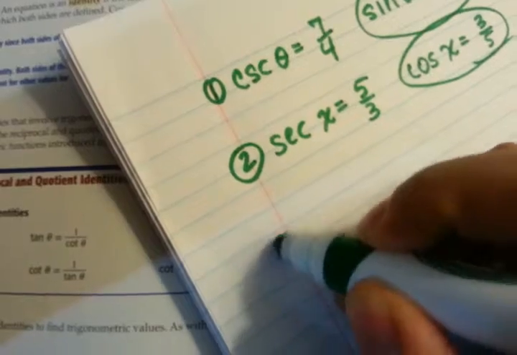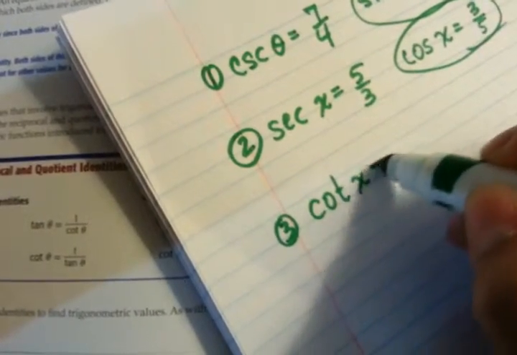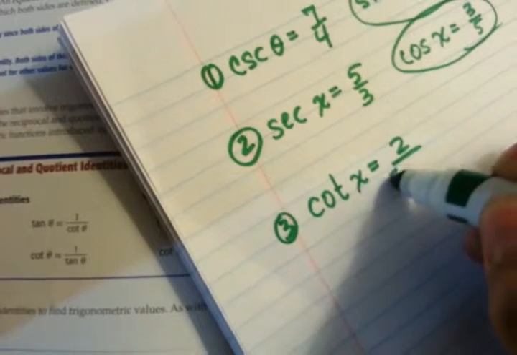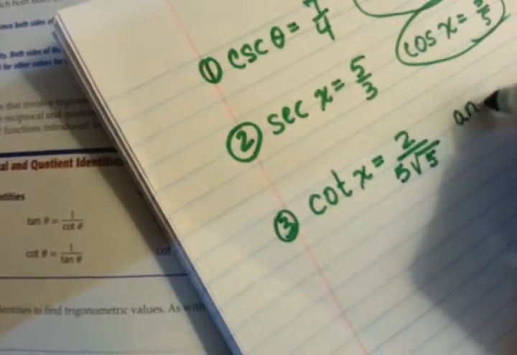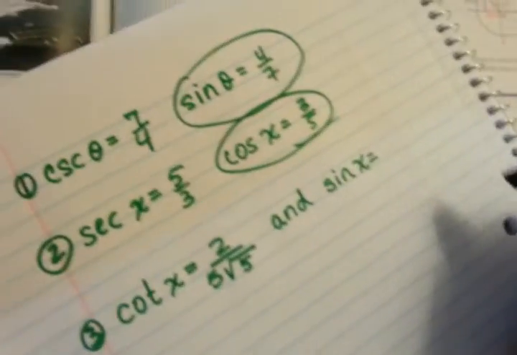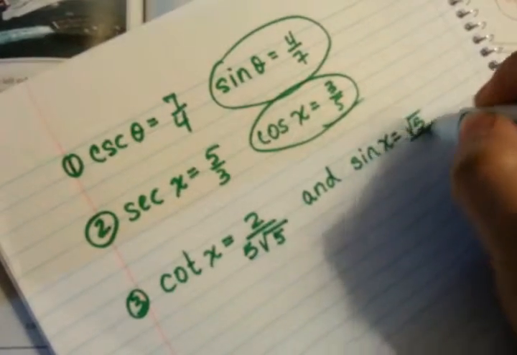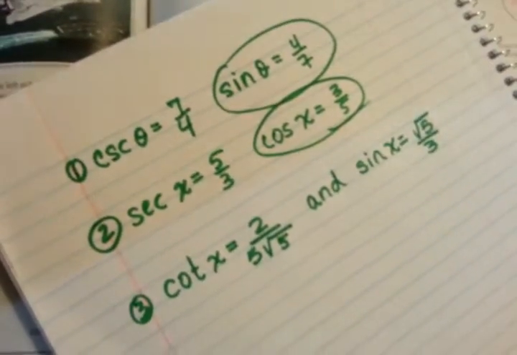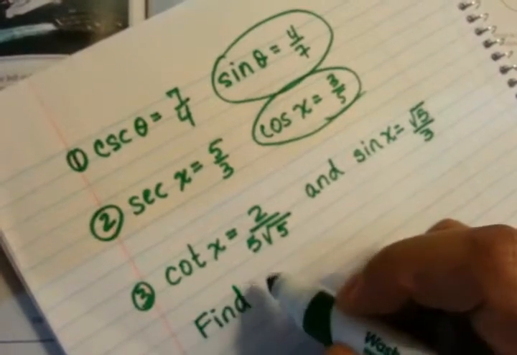So let's say that I give you that the cotangent of x is equal to 2/5 square root of 5, and sine x is equal to the square root of 5/3. Okay. I want you to find cosine x.